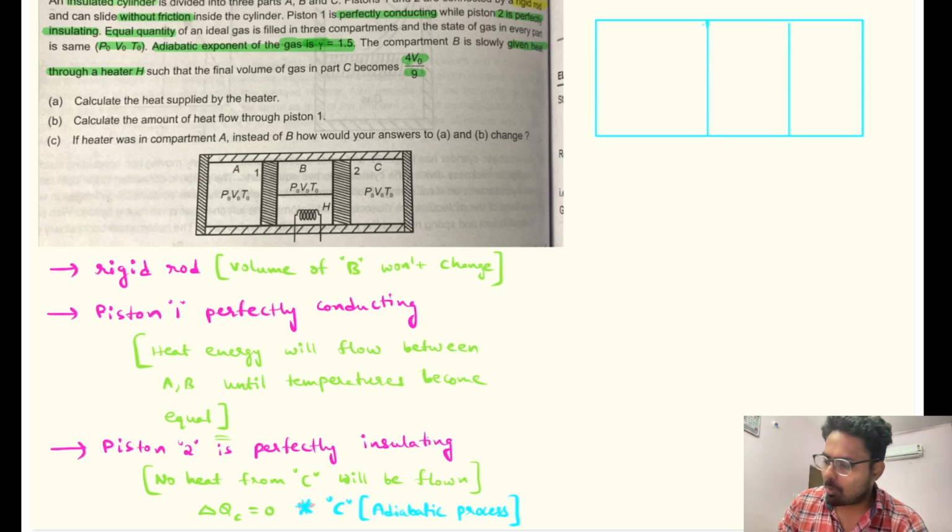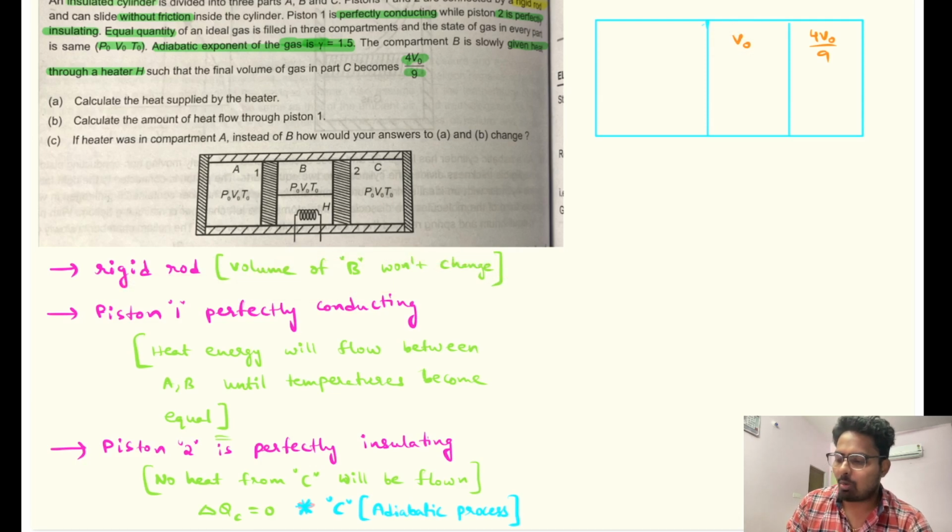See, it's very important here. The volume here, already I know, is 4V0 by 9, which is given. Let me write the volume here: 4V0 by 9. And the volume here will be V0. Why? Because already I told you, as it is rigid, the volume of B won't change.